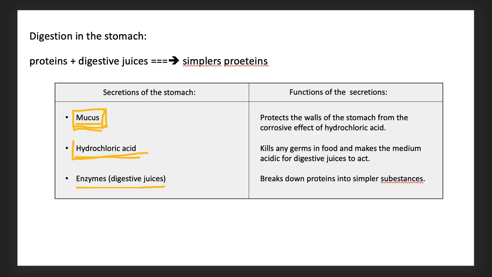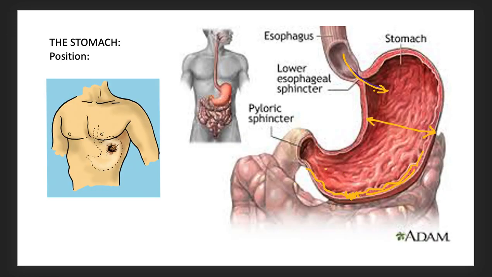This mucus will sit on the inner walls of the stomach like that. So even if any hydrochloric acid is produced, it cannot penetrate through the mucus. It cannot go to the wall through the mucus. So the mucus actually protects the stomach from the hydrochloric acid.